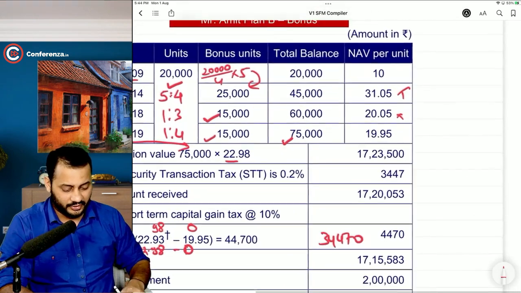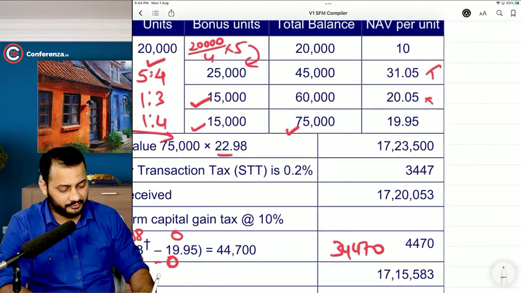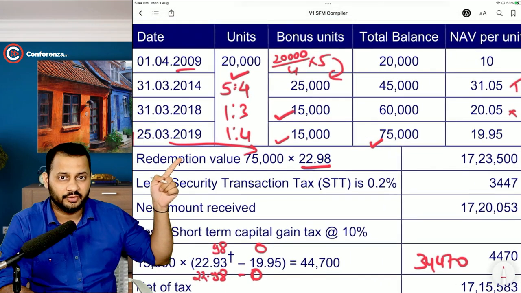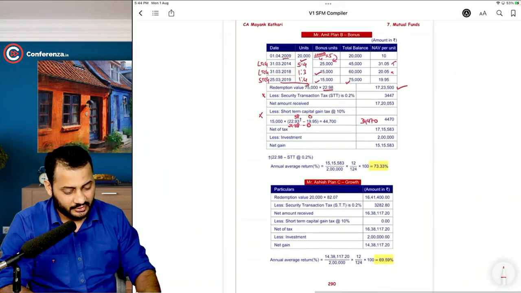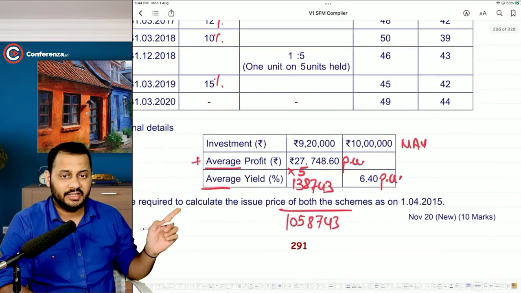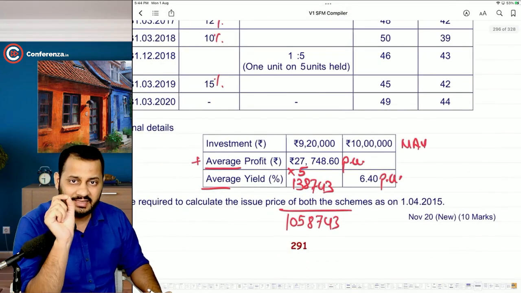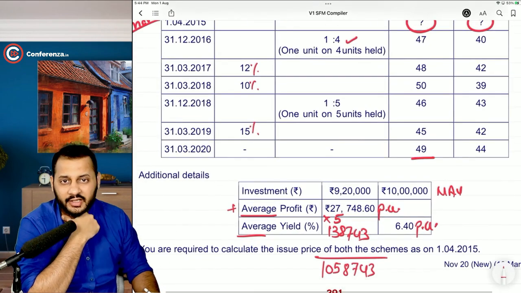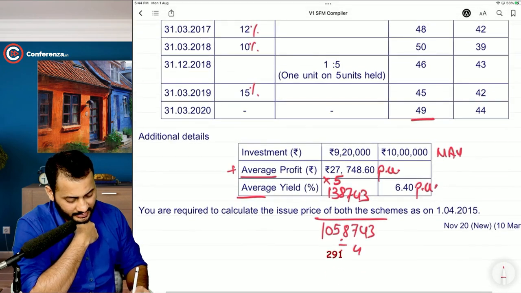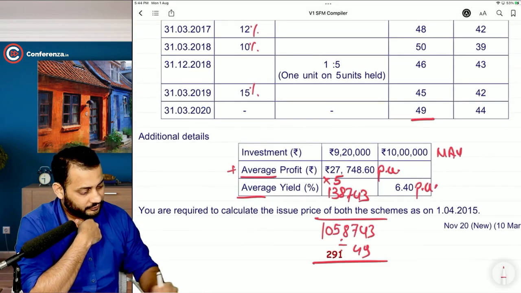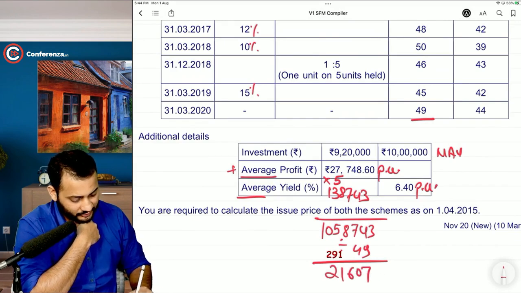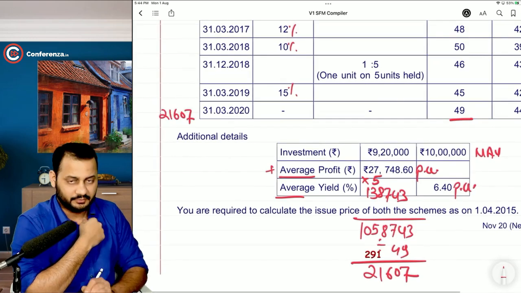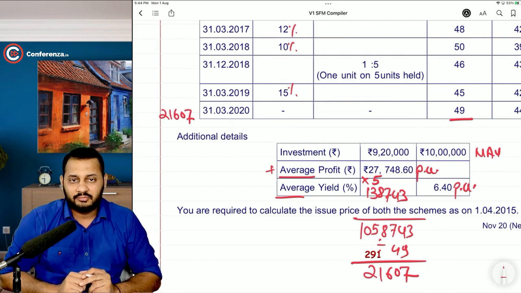Now we can calculate by dividing the total redemption value by the NAV, and we can get how many units we have sold on the last day. So can I say 10,58,743 is the total sell value at 49 rupees, the closing NAV. If we divide it by 49, we get 21,607. These are the closing number of units, 21,607.